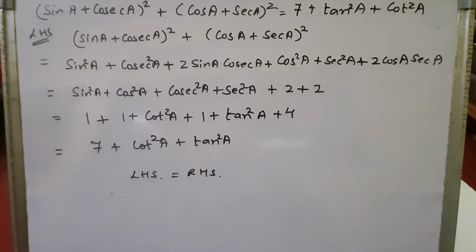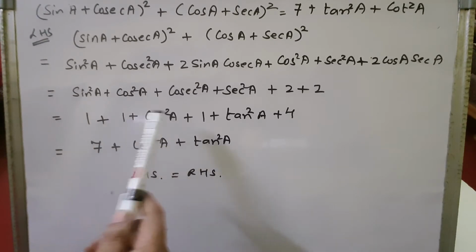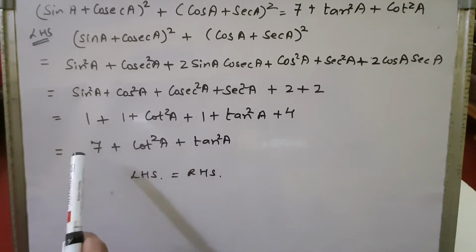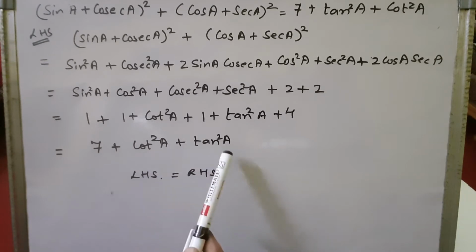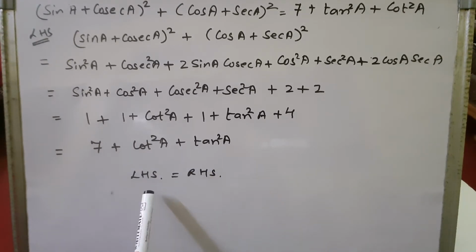So now when we add, what will we get? 1 plus 1 plus 1 plus 4, it will be 7. 7 plus cot square a plus tan square a. That is what our right hand side is. So we have proved that left hand side and right hand side are the same. Right children? Understood? Note down please.